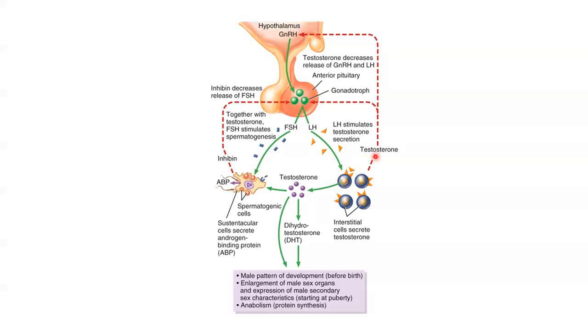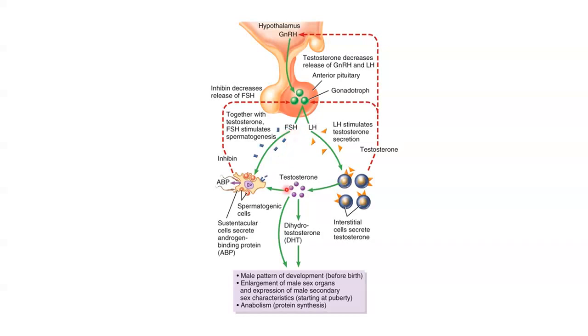Testosterone easily diffuses out of the interstitial cells into the interstitial fluid and then into the blood. And via negative feedback, testosterone suppresses the secretion of luteinizing hormone, as well as the secretion of gonadotropin-releasing hormone from the hypothalamus. Follicle-stimulating hormone acts indirectly to stimulate spermatogenesis, so that process we just talked about.